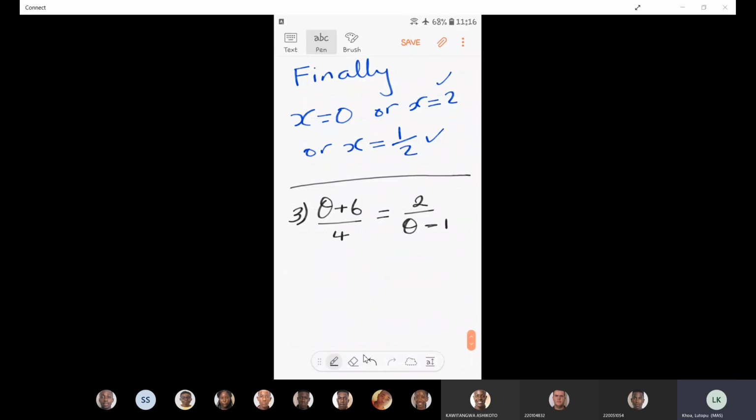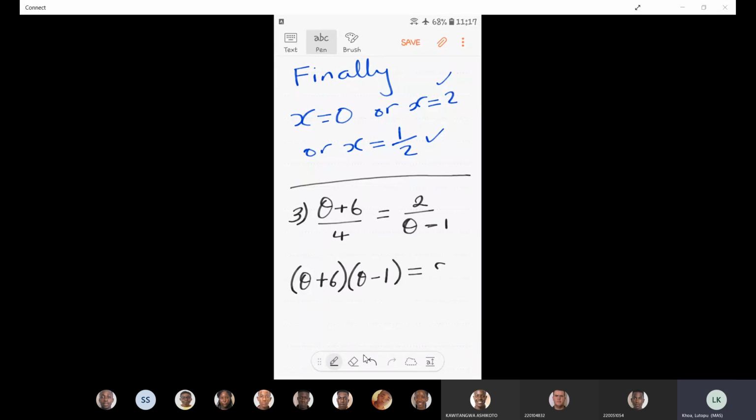So what we want to do is get rid of the denominator. So you will multiply by the lowest common multiple of the 2 denominators, which is 4 times (theta minus 1), or cross multiply as you like saying. So when I do that, I will end up with (theta plus 6)(theta minus 1).